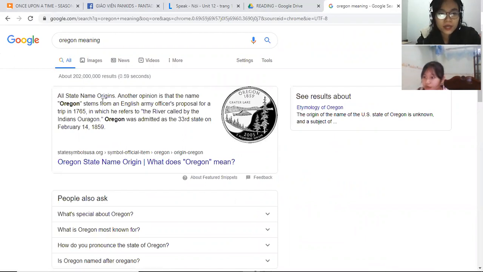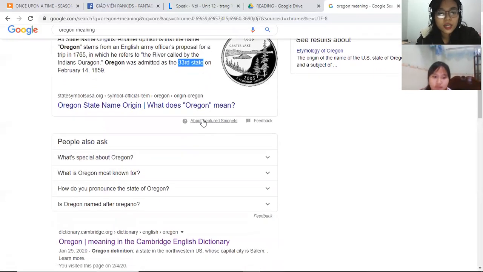This one is the state name Oregon. Under the opinion, the name Oregon comes down from the English, and the officer proposal for chief in 1765, in which he refers to the river called by Indians Oregon. Oregon was admitted as the 33rd state on February 14. So this is the name of the state, right? It's the 33rd state.